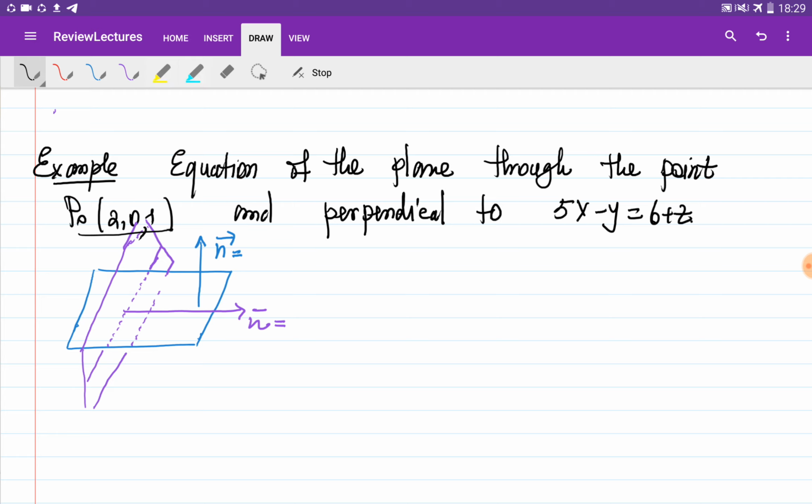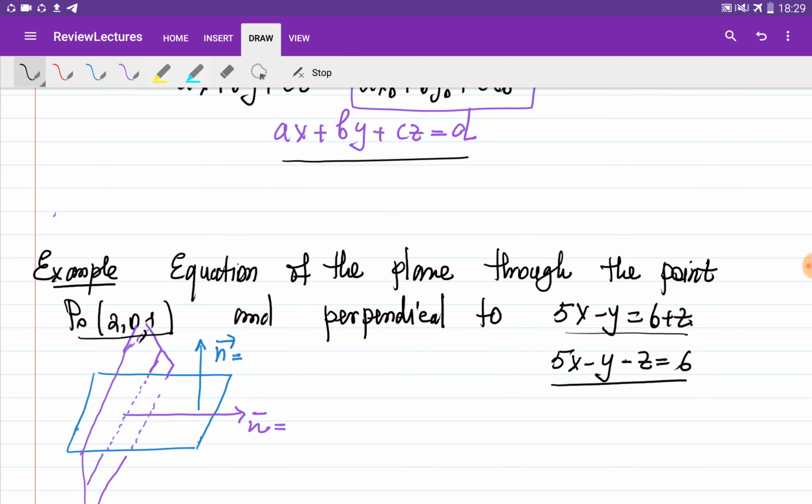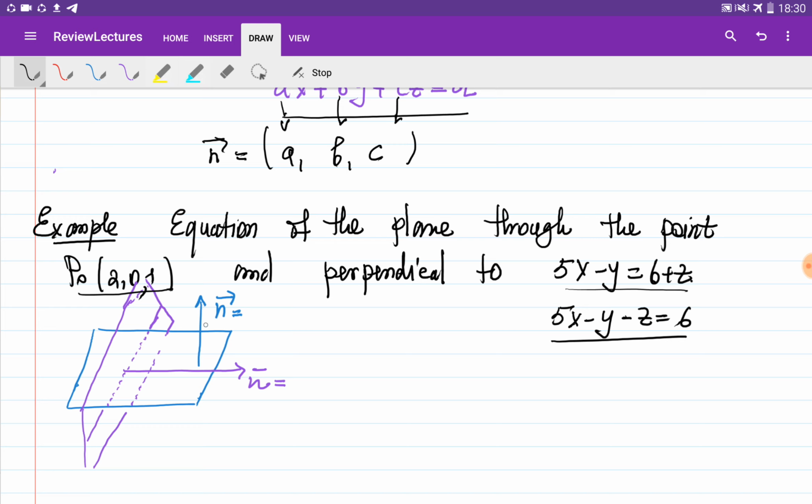Okay, so the equation of the plane is given like this. Let me write this in a normal form, right? So I would like to write this as 5x minus y minus z is equal to 6, which is the way we write down the equation of the plane. The coefficients before x, y, and z actually form the normal vector, right? So we are given this plane, the blue plane, and we know the components of its normal vector.